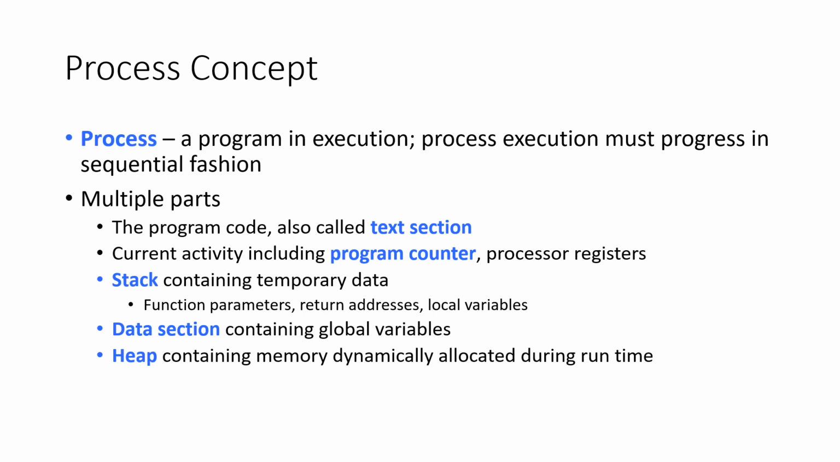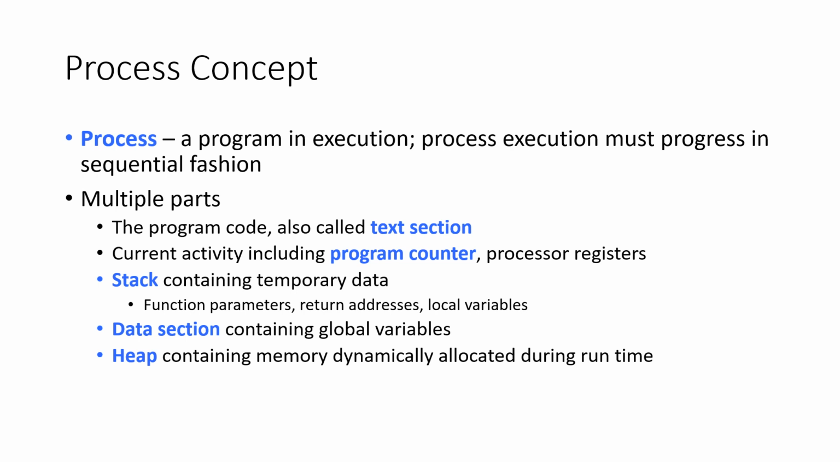Process execution must progress in sequential fashion. That is, instruction by instruction, each instruction has to get executed till the end of the execution. For this, the operating system allocates certain resources. The resources can be memory, the main memory, the CPU and the I/O devices if required. So, in memory, the process takes up the memory in multiple parts.